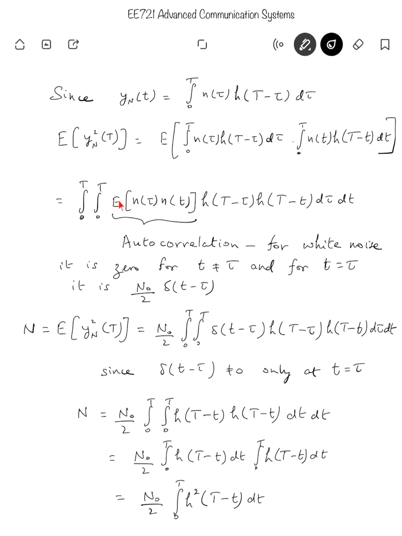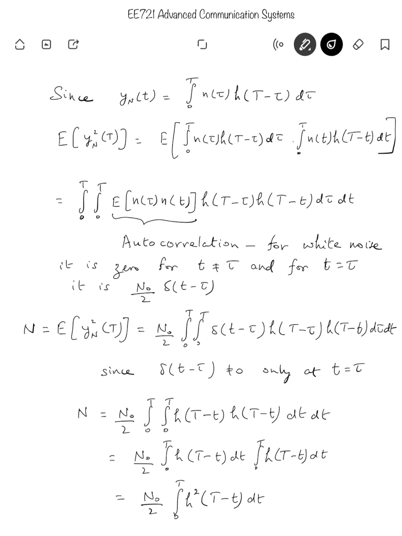So in place of E of n of tau into n of t, we have this n naught by 2 delta of t minus tau, and because n naught by 2 is just a number, we take it outside the integral, and we invoke the fact that the delta function, this is a shifted delta at t equal to tau, so that means this entire integral would be non-zero only when t is equal to tau, right? So for all other values of tau, this integral will evaluate to 0.